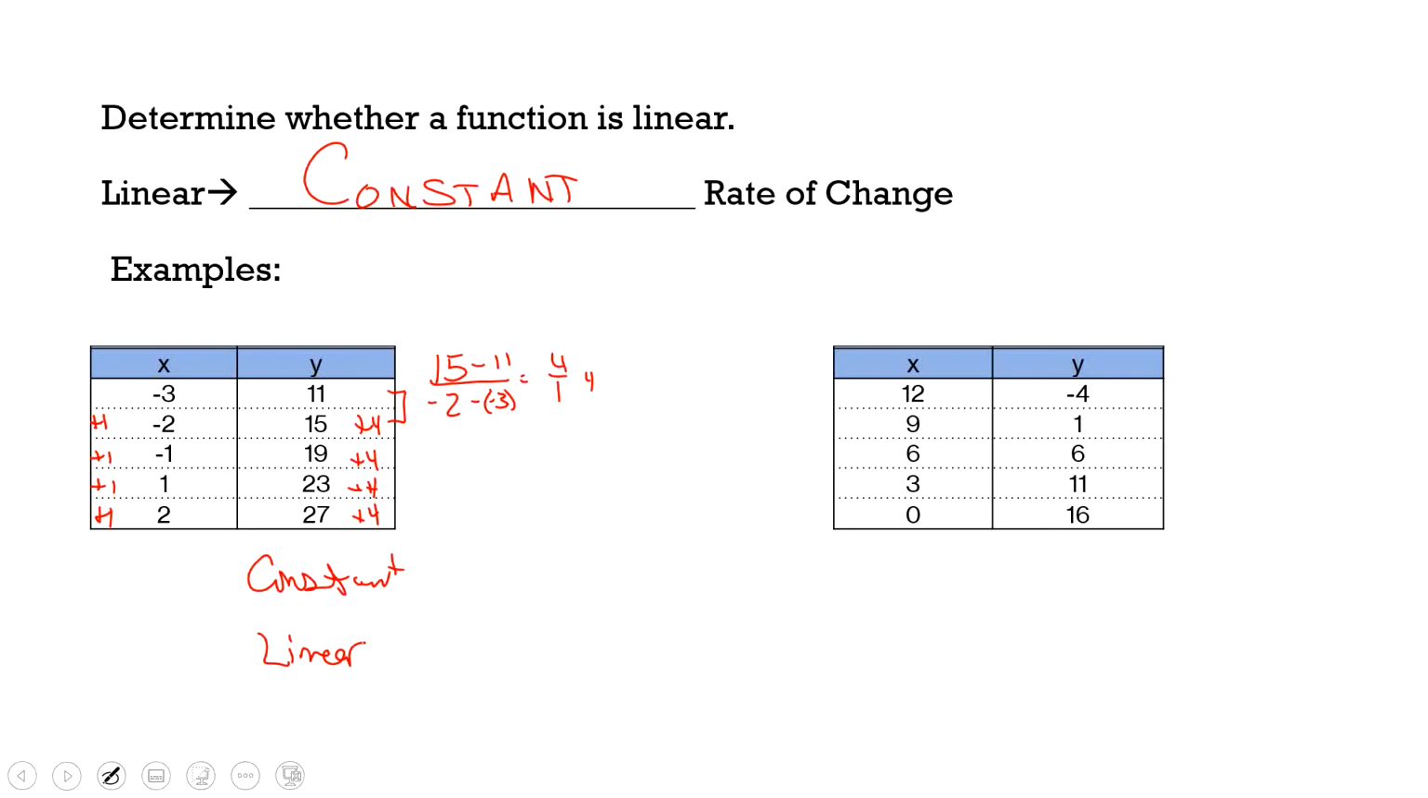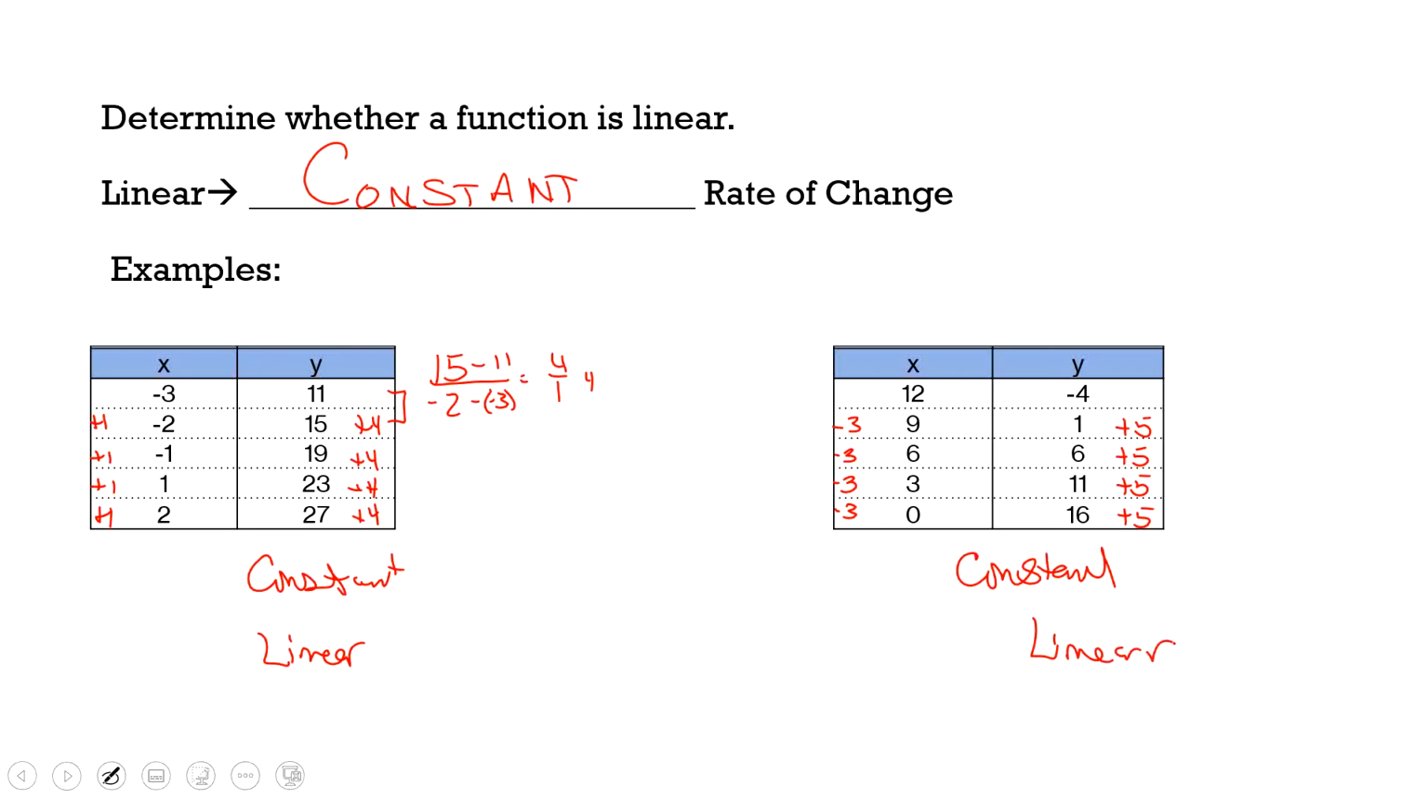Make sense? The second example is a little more difficult because if I look, my x values are going down 3. As they're doing that, my y value is going up 5. Does that make sense? Because I'm going from 11 to 16, so that's +5. I'm going 6 to 11, that's +5. So as long as my changes on the x are all the same, and the changes on the y are all the same, then I can say this is constant. And again, this one will be linear.